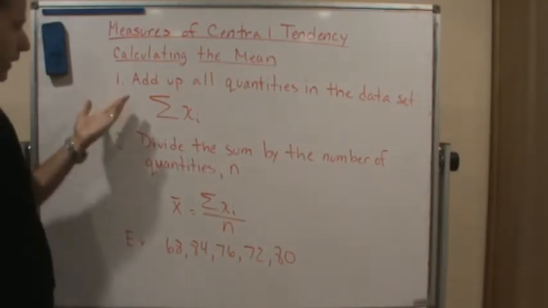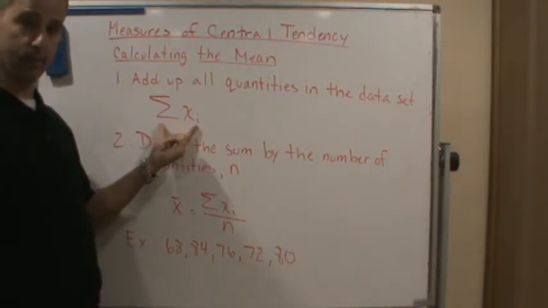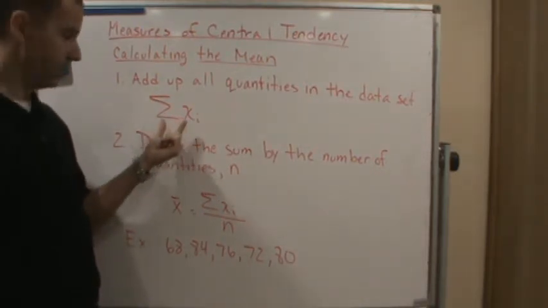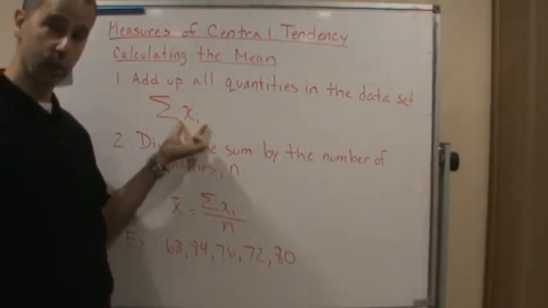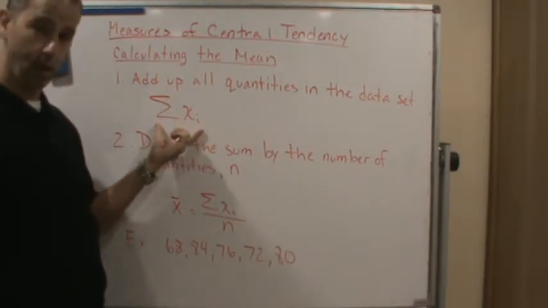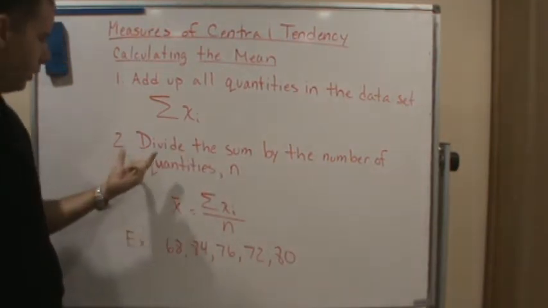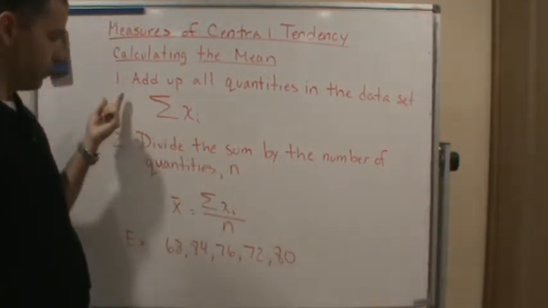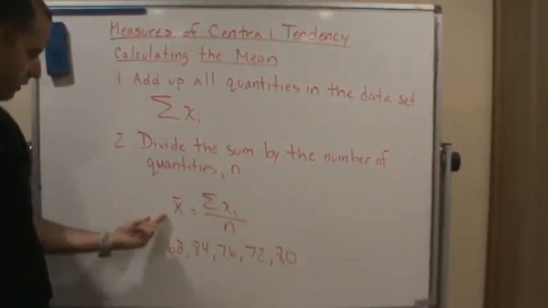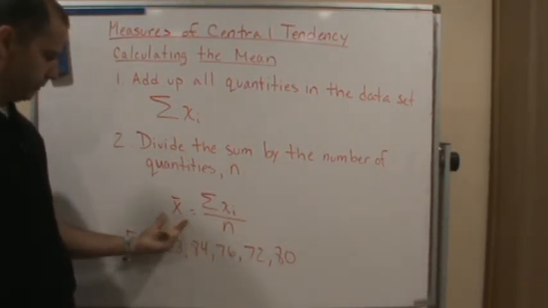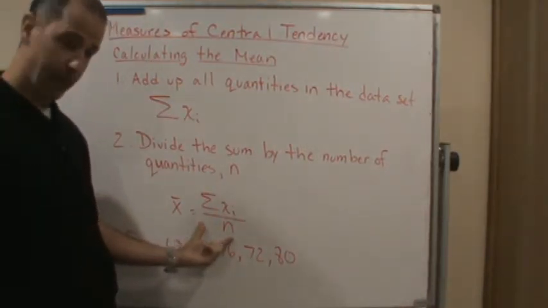So calculating the mean. One, you add up all the quantities in your data set. That's given by this symbol here. Remember, this is sigma, which means the summation of all x's. x of i represents a particular value in the data set. So you sum up all the values in the data set. That's step one. Step two, divide the sum from step one by the number of quantities in your data set. That's n. The formula for the sample mean, x bar, is given by this formula.